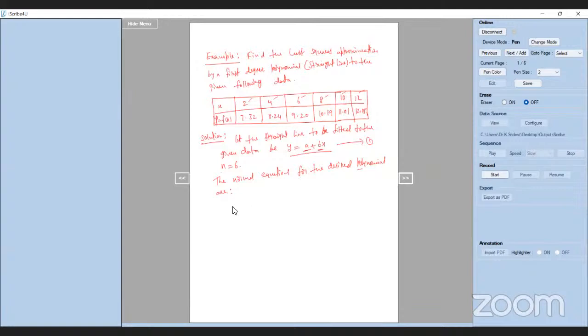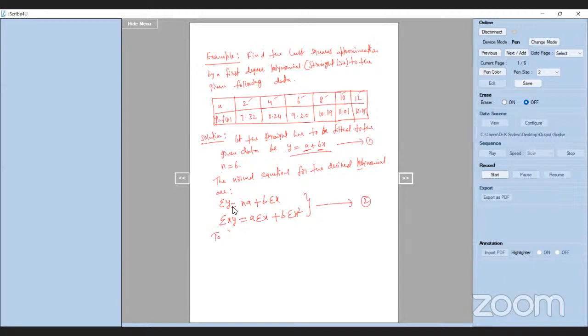Okay, here you can write the normal equation. Summation y is equal to n into a plus b into summation x. And summation xy is equal to a into summation x plus b into summation x square. Give equation number 2.